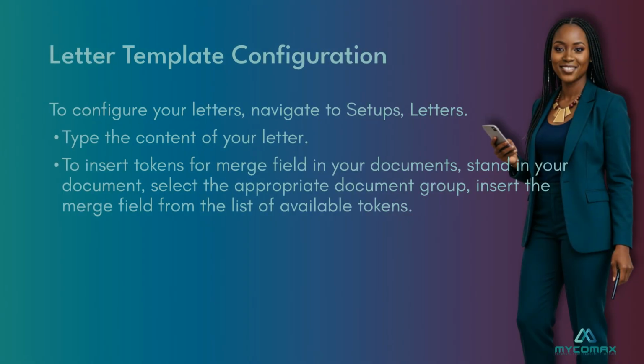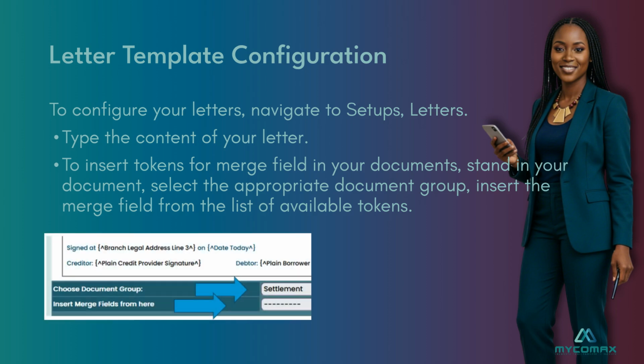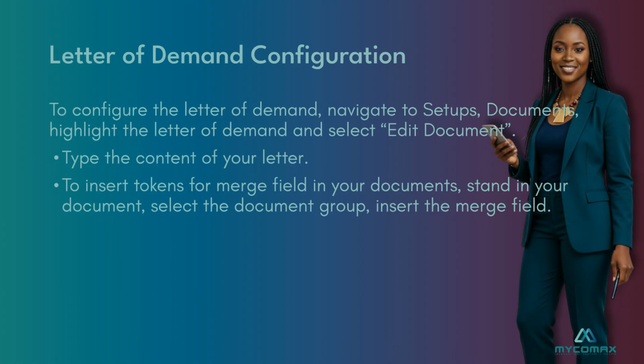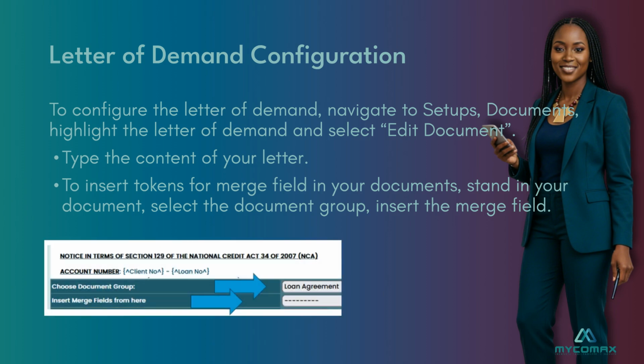To configure your letter templates, navigate to Setups, Letters, and type the content of your letter. To insert merge fields, select the document group and insert the token from the available list. For the Letter of Demand configuration, go to Setups, Documents, highlight the letter, and select Edit Document. Type the content and use the document group to insert merge fields with the appropriate tokens.